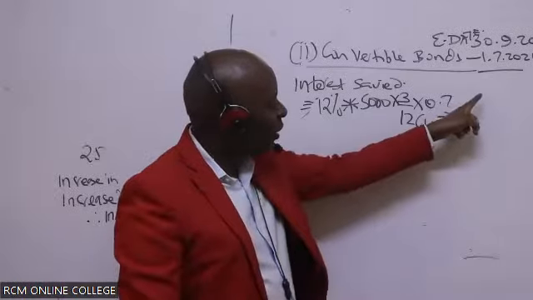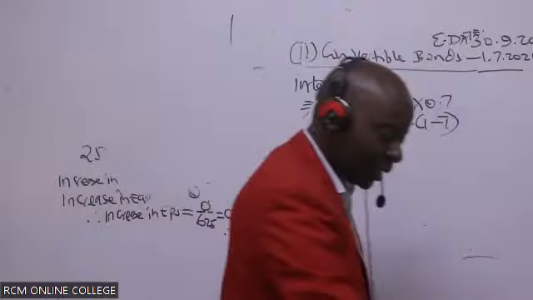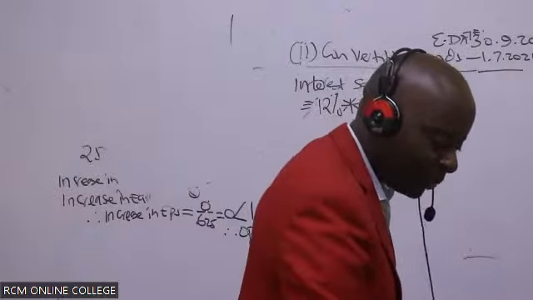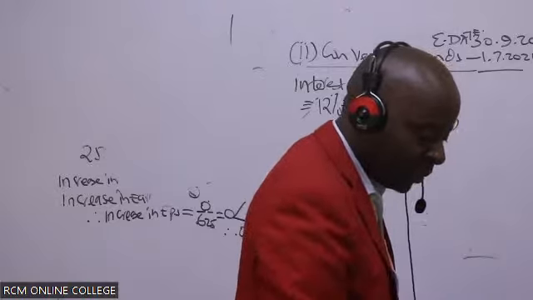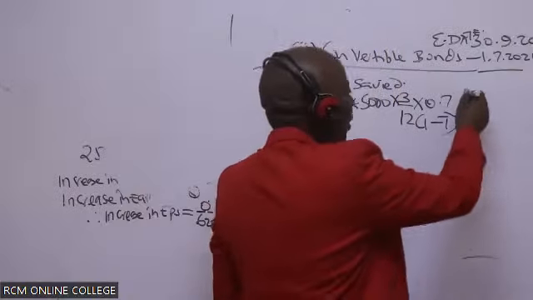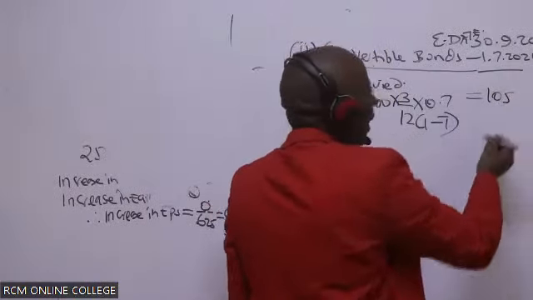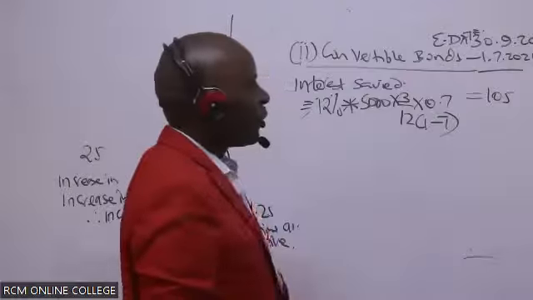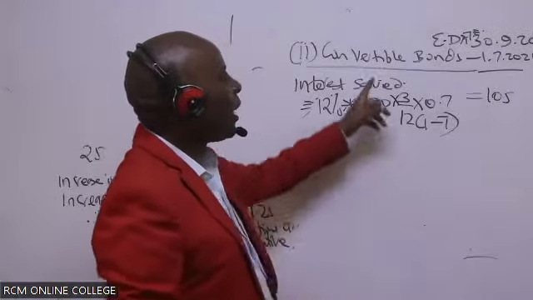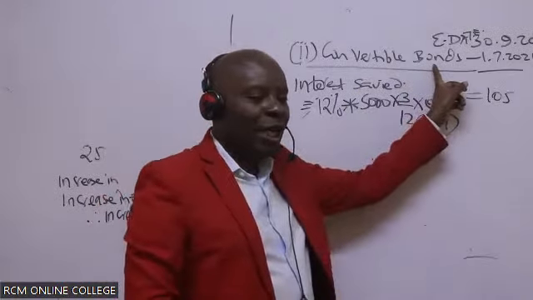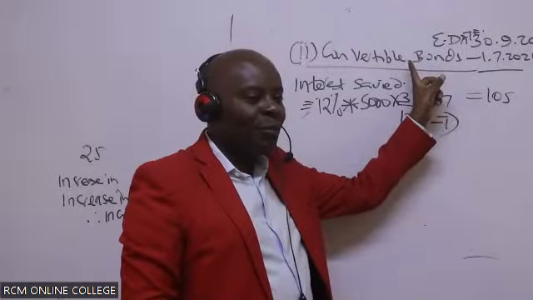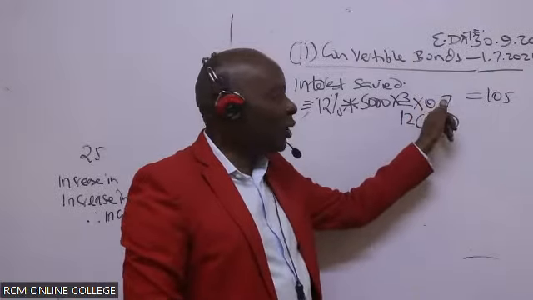Can somebody give me this answer here? They're giving me a figure of 105. Now, what if this was a convertible preference share? If it was a convertible preference share, would we have multiplied this by 0.7?